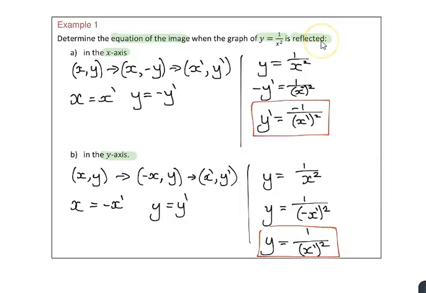So a reflection in the y-axis doesn't actually change our equation for a truncus. That makes sense because if you remember, a truncus is one of these functions that's actually symmetrical about the y-axis, so a reflection actually doesn't do anything to our equation.